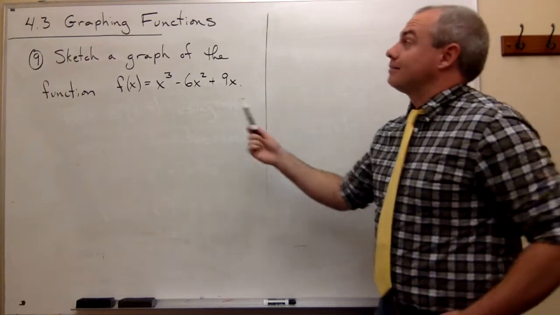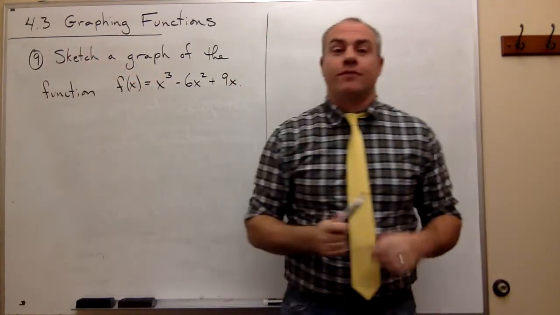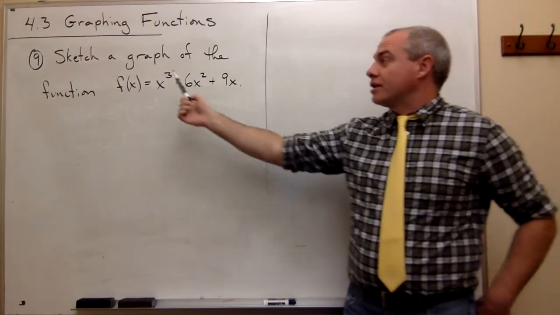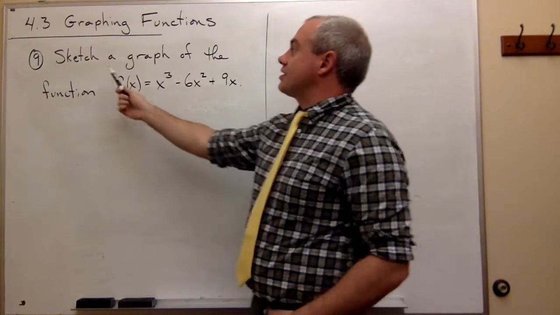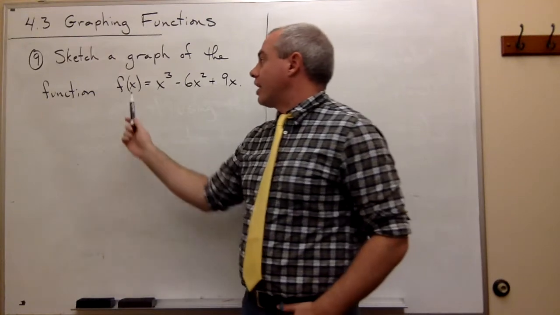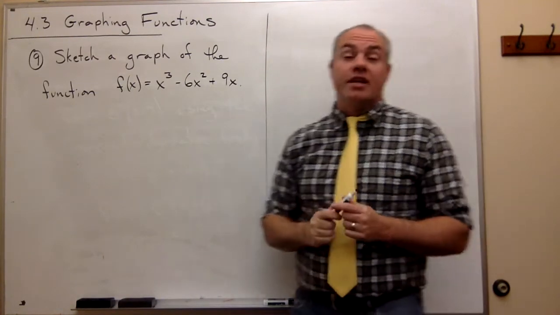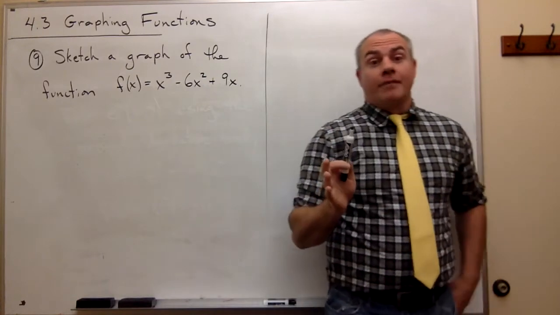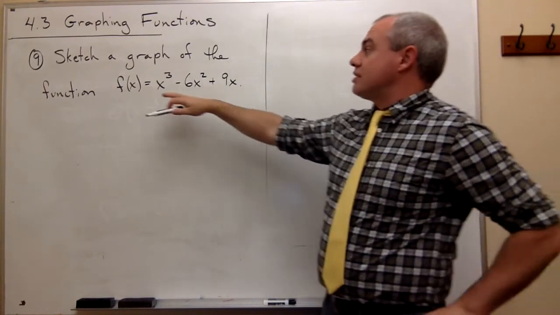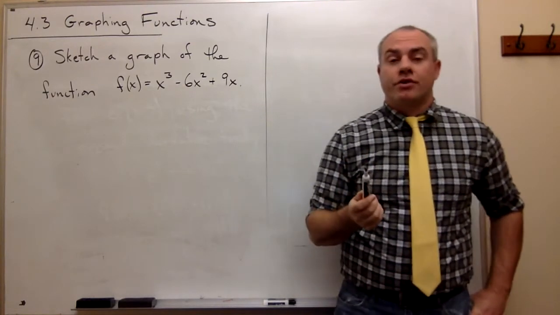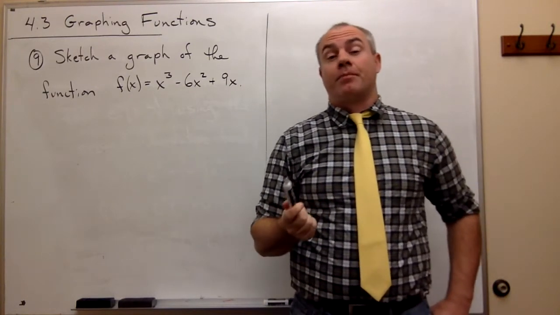Welcome back. Today we're going to talk about section 4.3, which is on graphing functions, and we're going to start with number 9, which asks us to sketch a graph of the function f of x equals x cubed minus 6x squared plus 9x. The goal here is to sketch a graph of this function, and we're going to use the first derivative and the second derivative to help us do that.